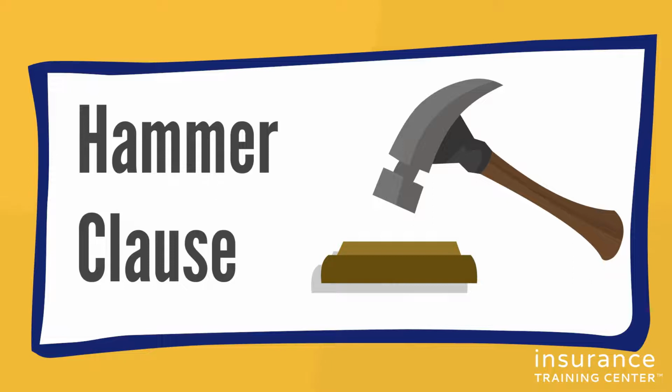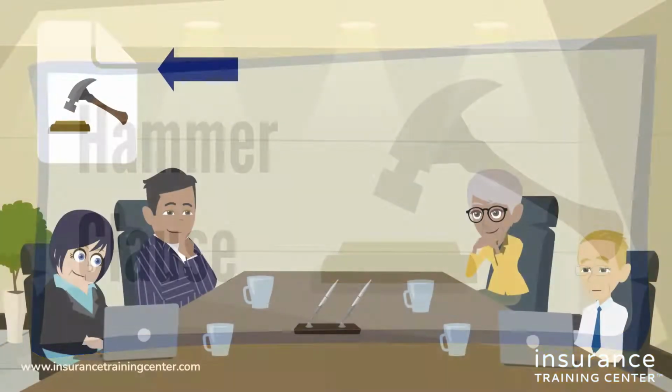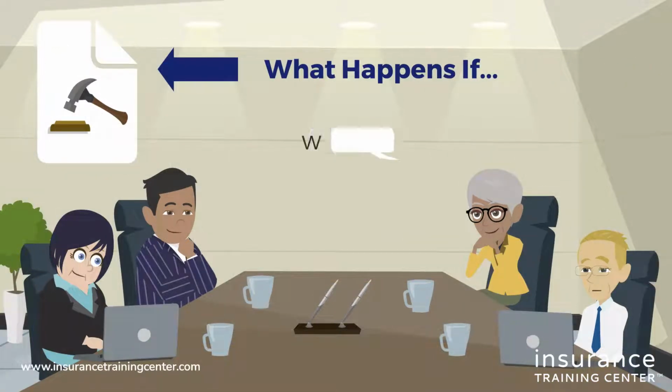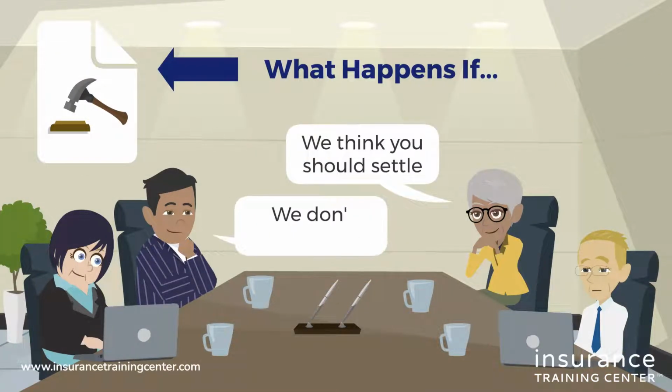What is a hammer clause? A hammer clause is an insurance policy provision which stipulates what happens when an insured does not consent to settle a claim as recommended by their insurer. So let's back up here and explain what we mean.